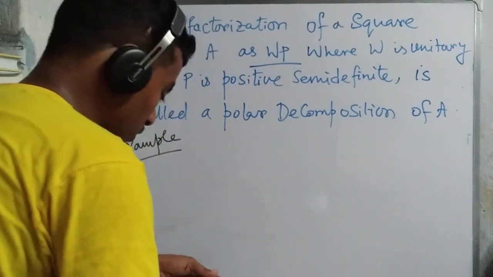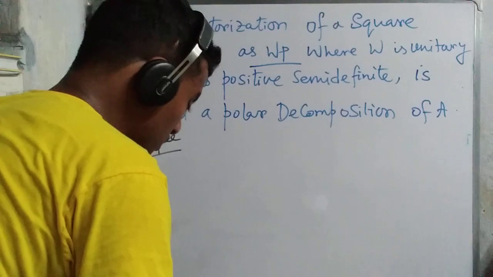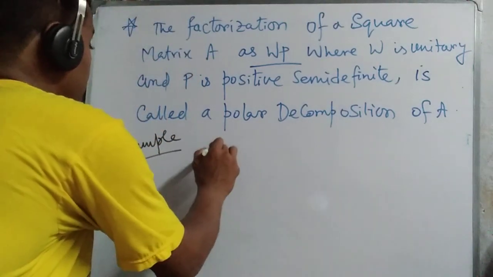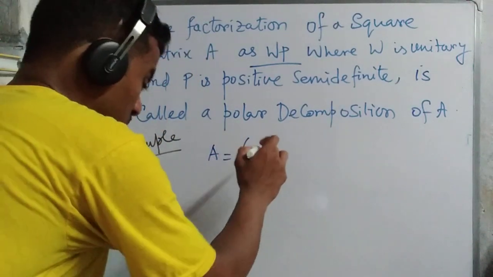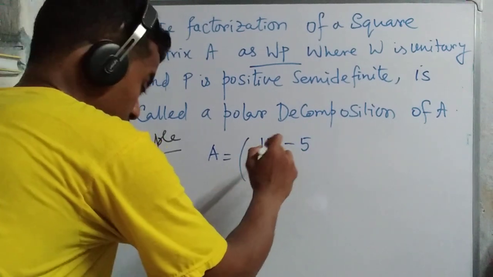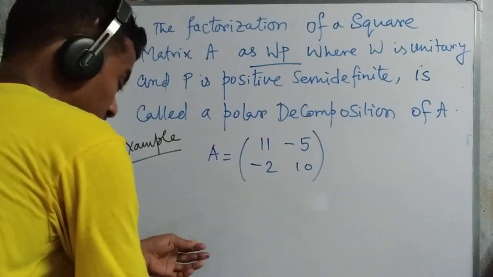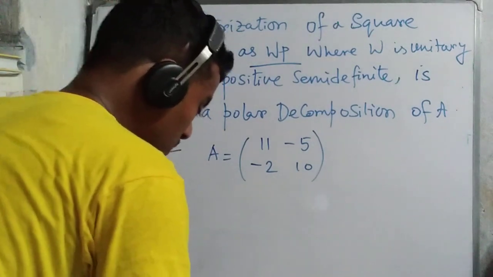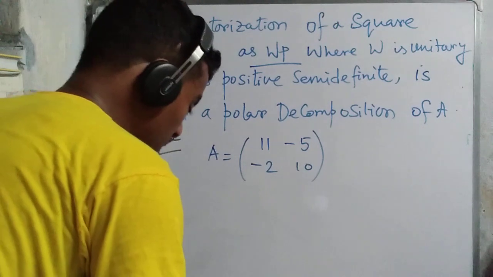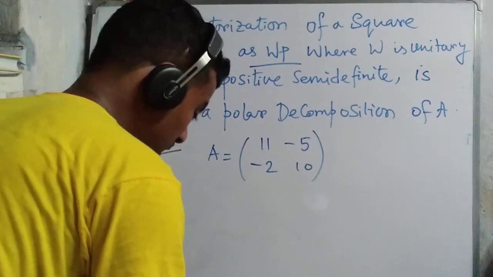Here we also discuss the polar decomposition of A. A equal to [[11, -5], [-2, 10]]. Okay, then what happened? We begin by finding the singular value decomposition of A.